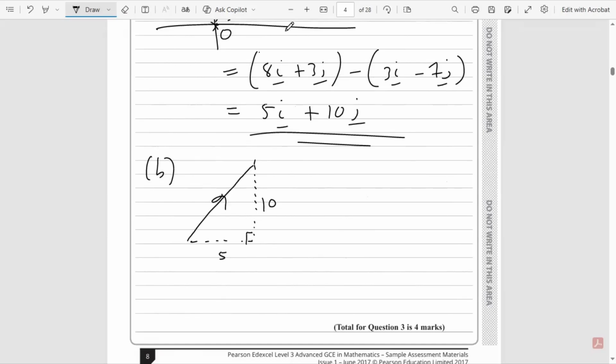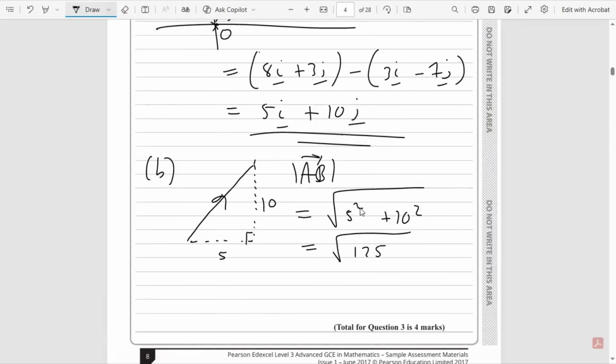So to work out the magnitude of a vector, you're going to use Pythagoras. So the magnitude of the vector A to B is going to be the square root of 5 squared plus 10 squared. Sorry, that 2 does make it look like a 52. Let me just rub that out and change that to a 5 squared. So you have here 25 plus 100. So that's going to be 125, the square root of 125.